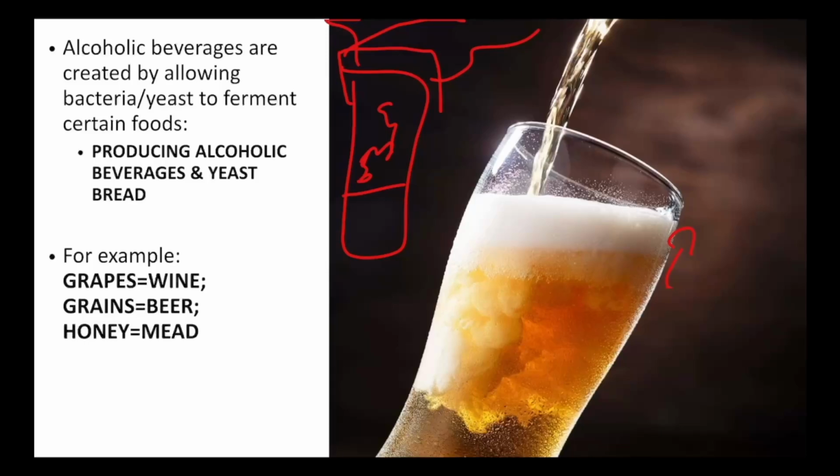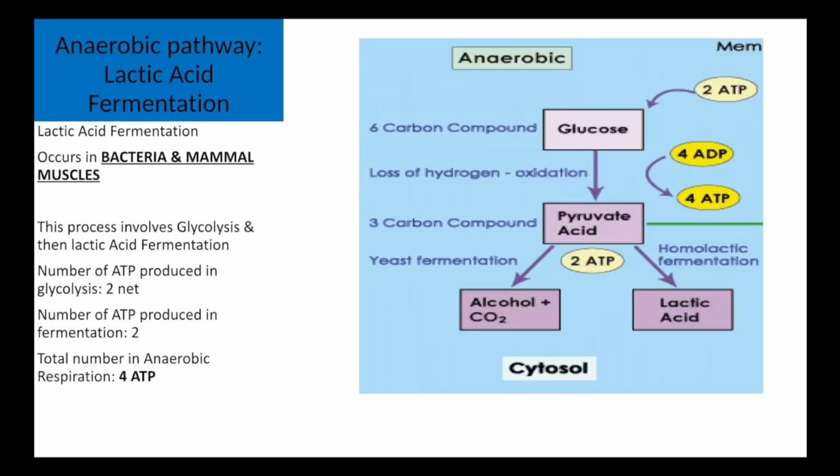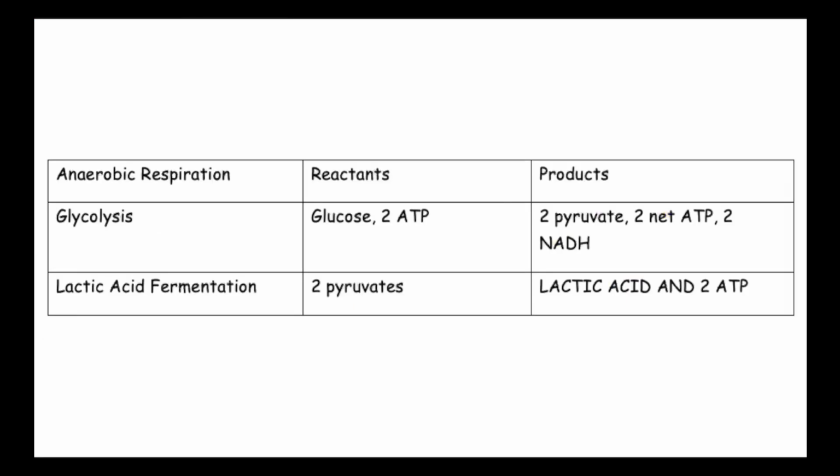So if the sugar from grapes is used, they call that wine. If it's grains, that's how they make beer. And then honey, more in the past than today, was used to make what they called mead, which is an alcoholic beverage, because it came from fermentation, and alcohol is a product of fermentation. Lactic acid fermentation is another type. So depending on the organism, they might do lactic acid. This would be more for humans, or for yeast, they do alcohol fermentation. But we're still only going to make 4 ATP.